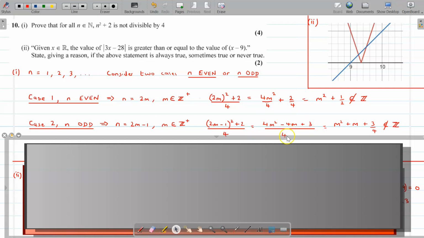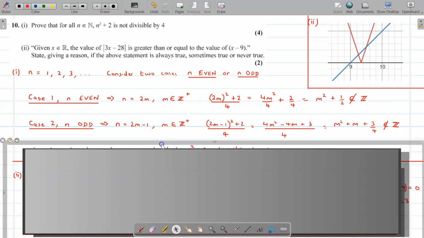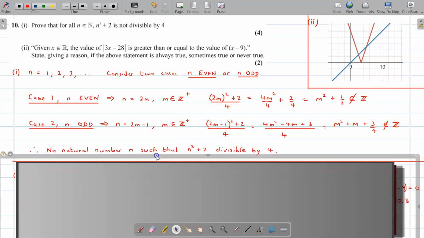Divide that by 4. We can see that the 4's will cancel here to give us m squared minus m, but then we're left with 3/4. Now, because we know m squared is an integer and m is an integer, 3/4 isn't, therefore the whole thing is not an integer either. So to conclude, there's no natural number n such that n squared plus 2 is divisible by 4.